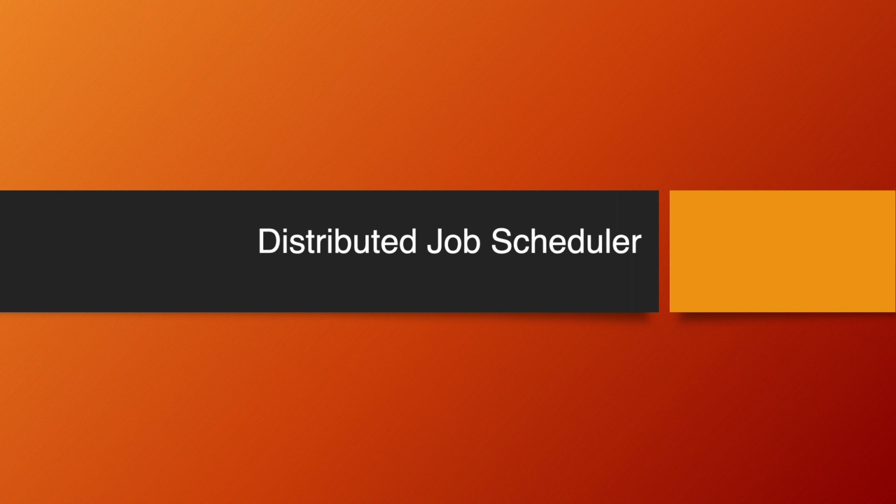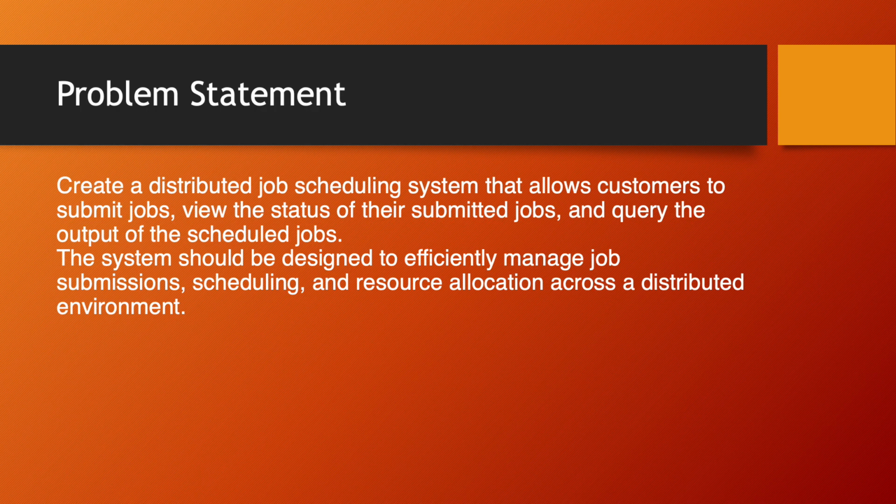Today, let's look at the system design for a distributed job scheduler. So the problem statement goes like this. Create a distributed job scheduling system that allows customers to submit jobs, view the status of their submitted jobs, and query the output of the scheduled jobs. The system should be designed to efficiently manage job submissions, scheduling, and the resource allocation across a distributed environment.